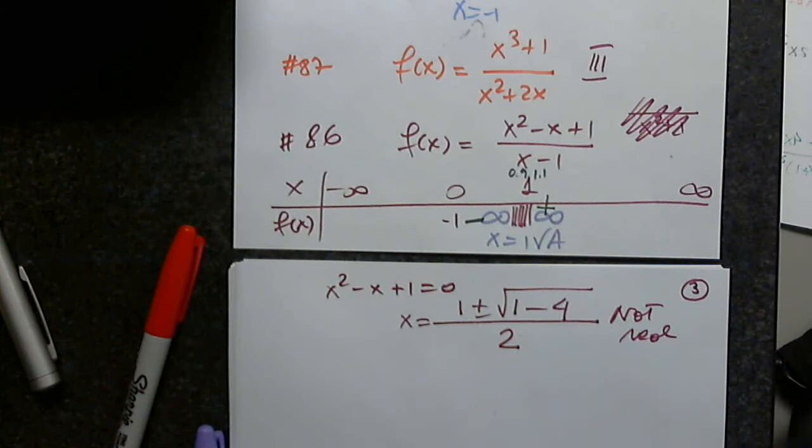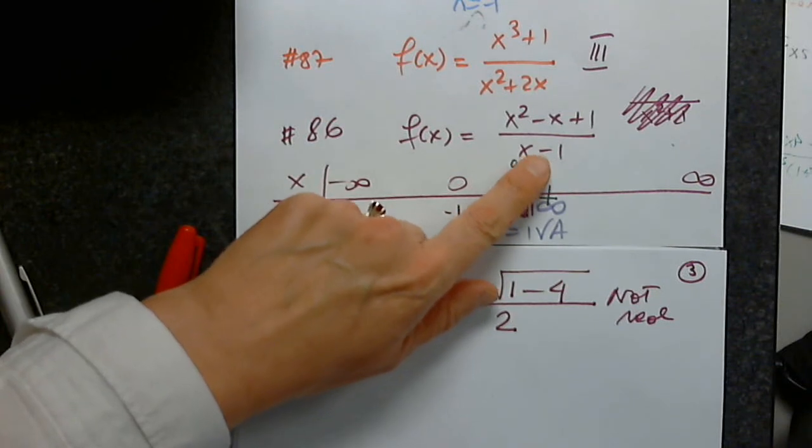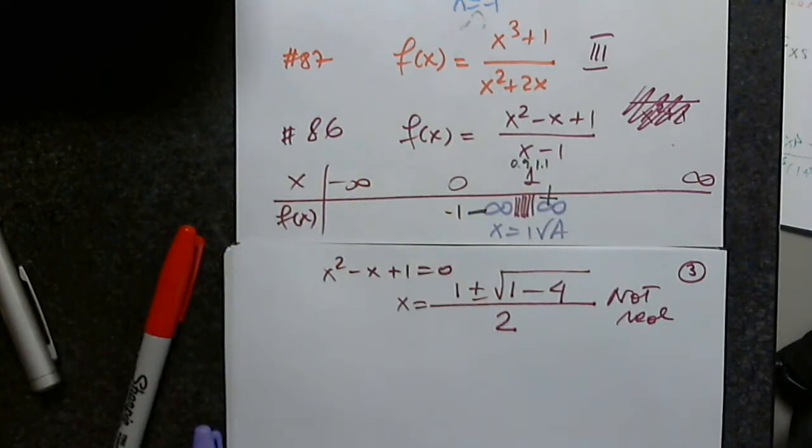I don't have this. Since I don't have this, I know I have to determine either horizontal or slant. Since it's type 3, I cannot find a horizontal. There is none. So what will I have to do to find the slant? Exactly. Since I'm lucky with x minus 1, I can use either synthetic or long division, whatever you want.